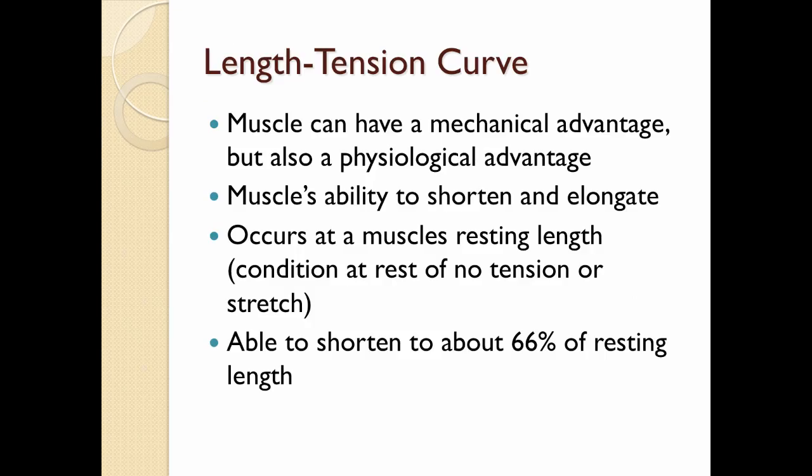Let's talk about a length tension curve. The muscles not only have a mechanical advantage, but a physiological advantage. As we well know, muscles shorten and elongate. The length tension curve occurs when the muscle is at a resting length, a condition of rest with no tension or no stretch on the muscle. And a muscle is able to shorten about 66%, or 2/3, of its resting length.